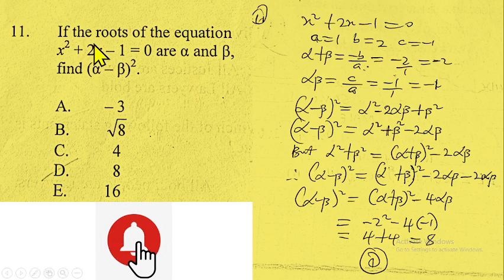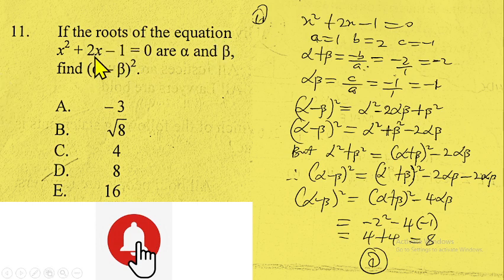Question number 11 is from sum and product of roots of a quadratic equation. If the roots of the equation s squared plus 2s minus 1 equals 0 are alpha and beta, then you have to find alpha minus beta squared.